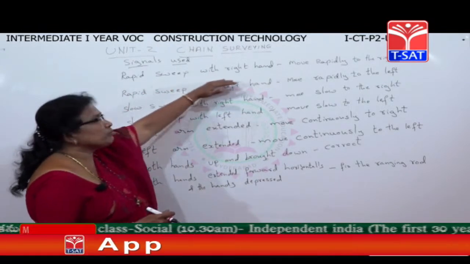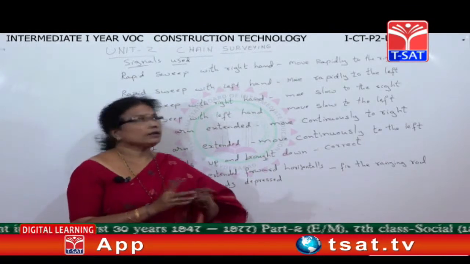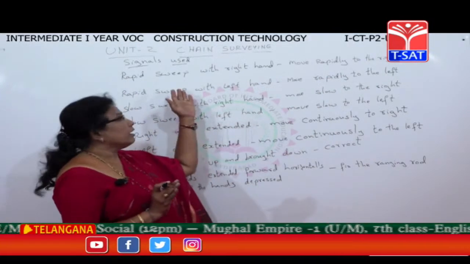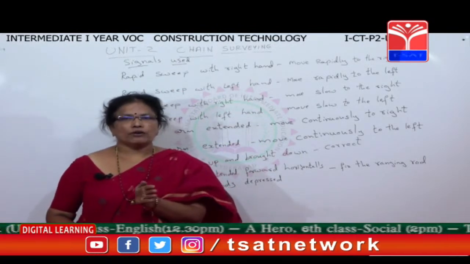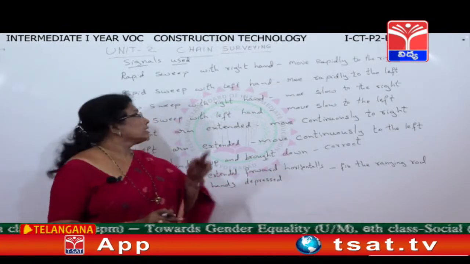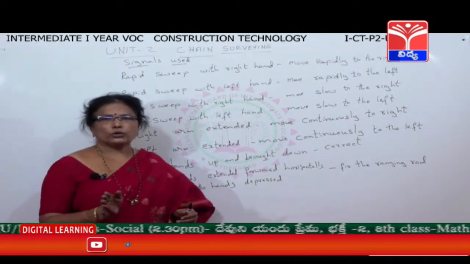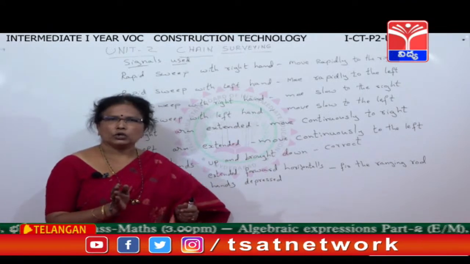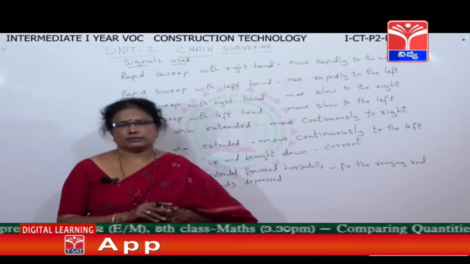Now, rapid sweep with the right hand, means like this. This is the right hand. Rapid sweep: then you have to move the ranging rod to the right. Rapid sweep with the left hand means you have to move the ranging rod to the left. Next is slow sweep. Slowly you sweep your right hand to the right; then you have to move the ranging rod slowly to the right side.